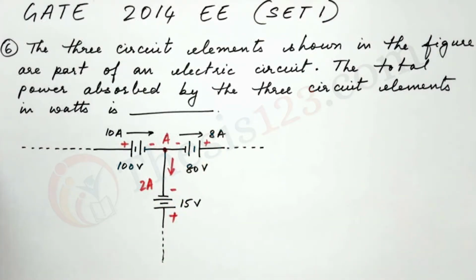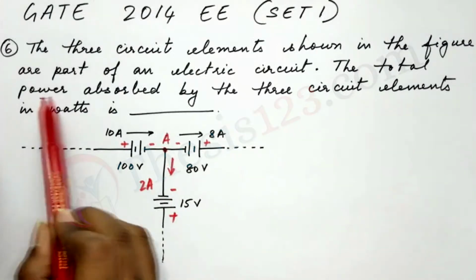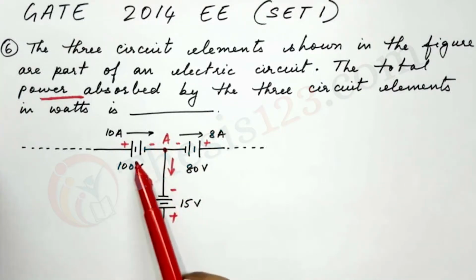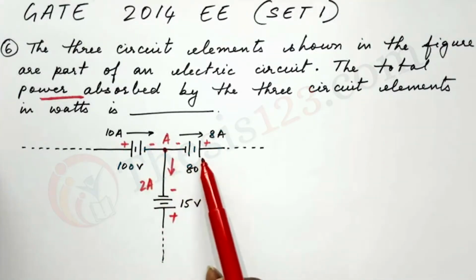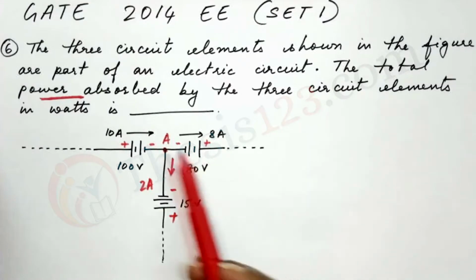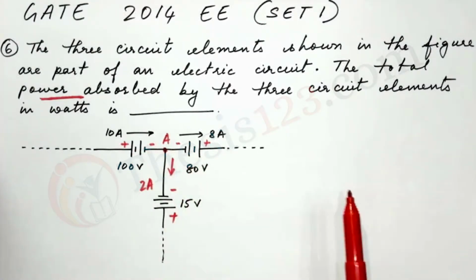So the question here asks about the total power absorbed. Now in order to find out the total power absorbed, we will have to consider a couple of things. One, we find out the power at each source. So we find out the power at the 100-volt source, the power at the 80, and the power at the 15-volt source. And then we find out what type of power is at each of these sources. So we'll do that step by step. Let's start by finding out the power at each source.